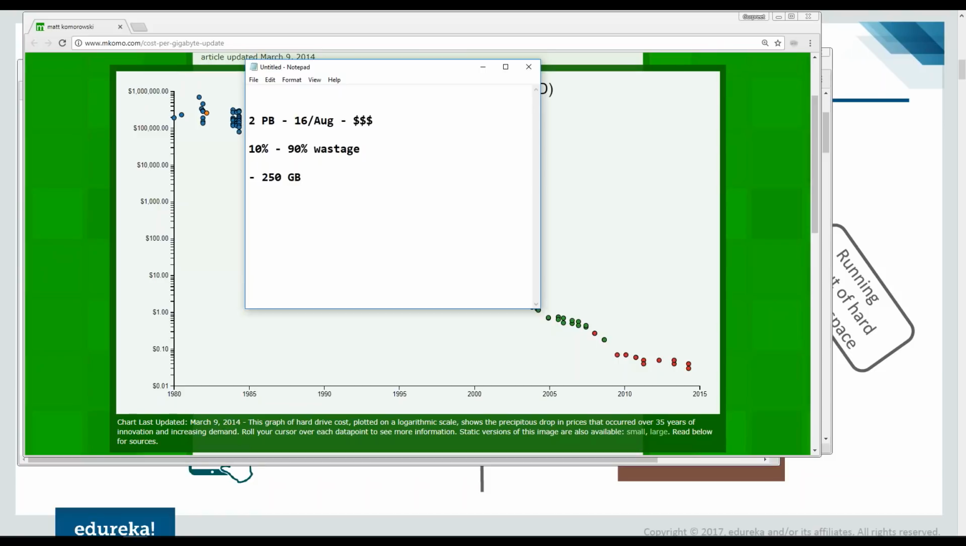It is much lower cost, much cheaper, if I compare the cost of 250 GB to 2 petabytes of storage here. So this is one example. And the other challenge was in terms of the compute space.